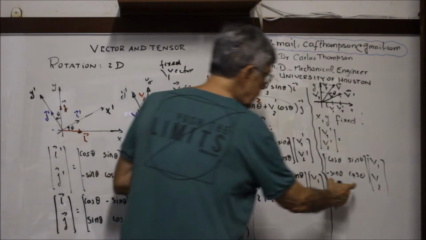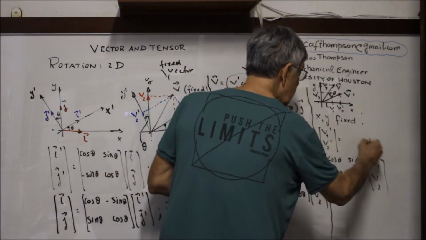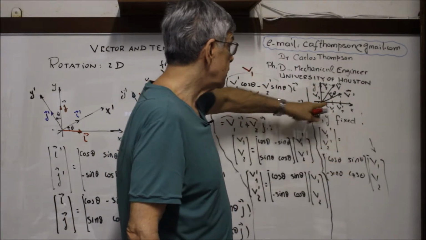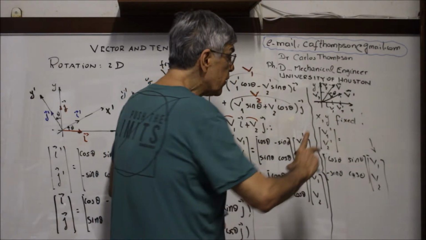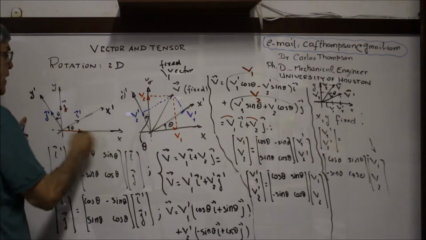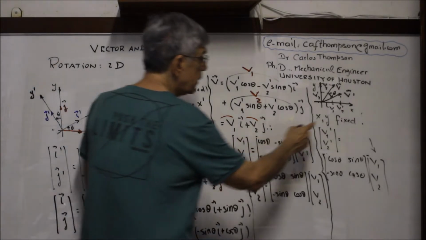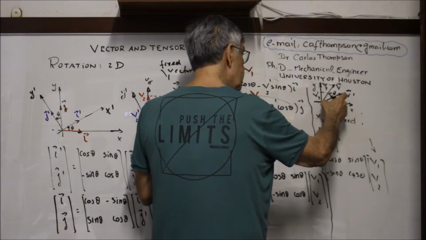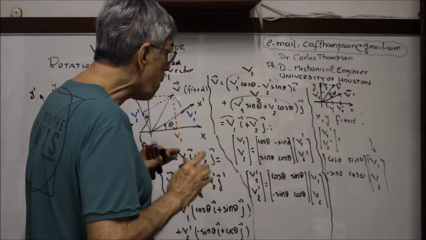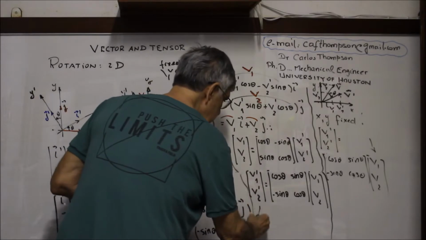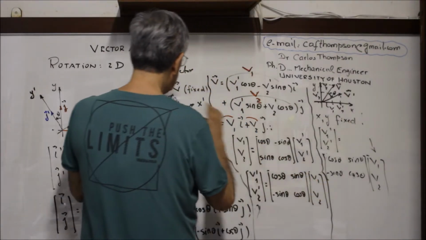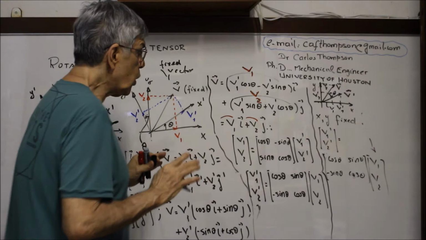So this matrix, operating on the components of this vector v, transforms them into the components of vector v prime. What's the difference between this one and this one? Here v is fixed, now the axes move. Here, x, y is fixed and the vector moves, in this case in the clockwise direction. Now you compare: here is the vector v prime 1, v prime 2. This is v, the components of the same vector, v1, v2.